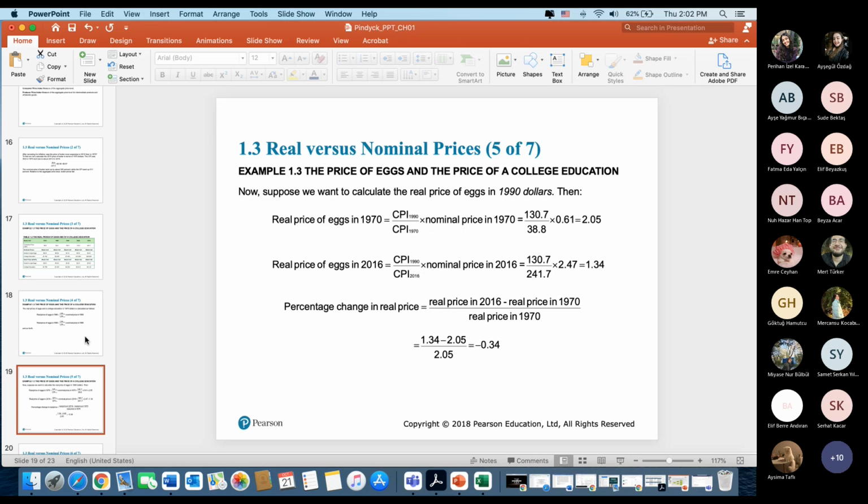That's the same for the price of the egg in 2016. So if you want to make a comparison between these two, the change in the real price is just 0.34 as a minus, but you're going to put it in the absolute value. So the change in the real price will be positive 0.34 if you are taking the absolute value. Here it reflects that the real price decreases in accordance with the nominal prices.